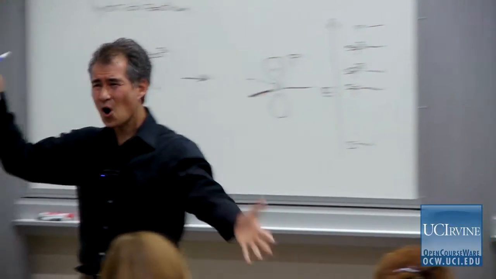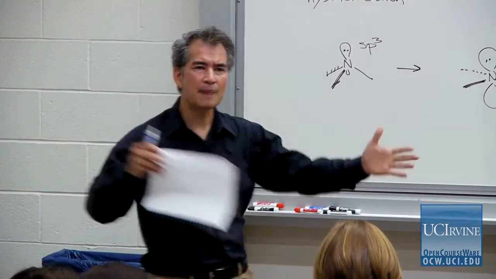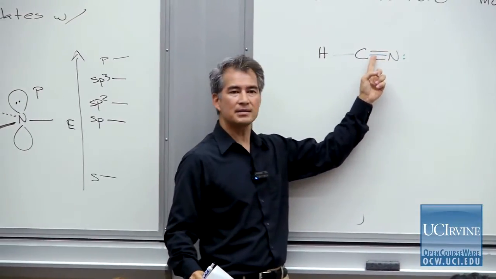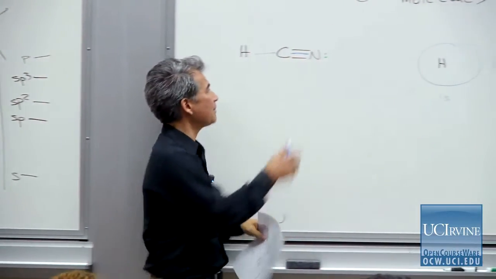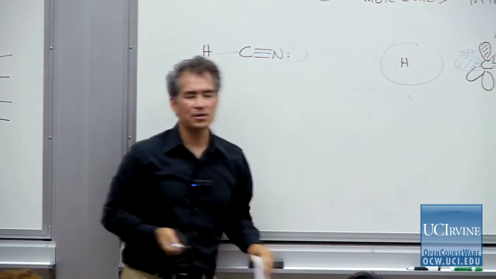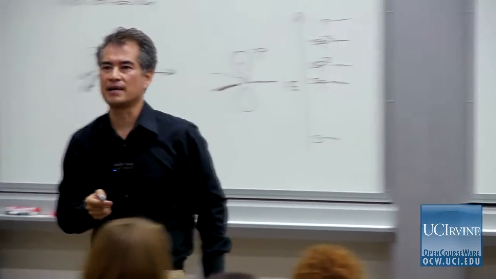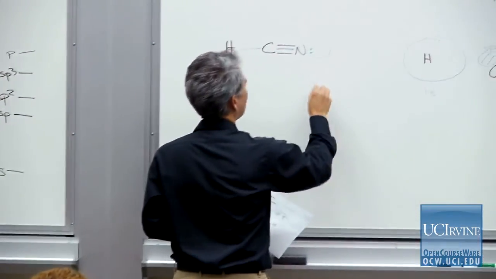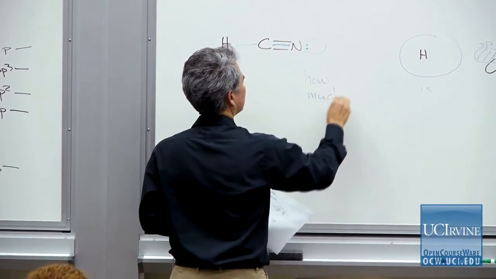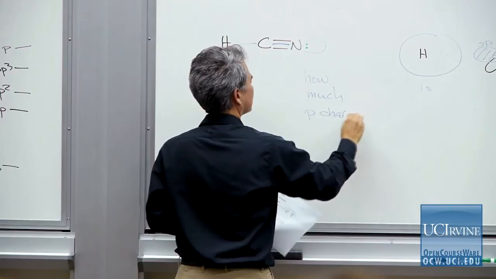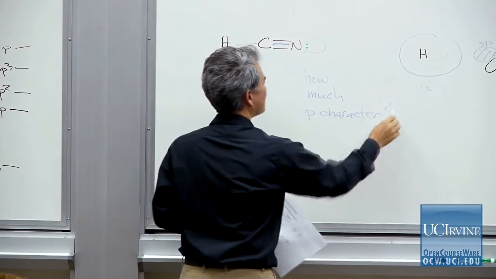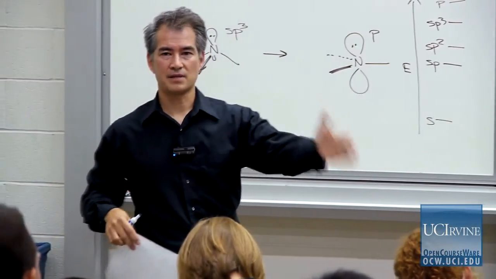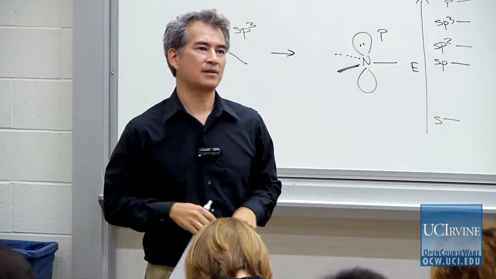Now, why am I so intensely interested in the hybridization of these individual atoms? Why am I so intensely interested in the hybridization of this bond? Why am I so intensely interested in the hybridization of this lone pair? What I'm trying to do is gauge how much p character there is in that bond and in that lone pair. And you should be asking yourself this every single time. This is the fundamental question that you need to ask for every single structure you draw, for every single bond, for every single lone pair. How much p character?